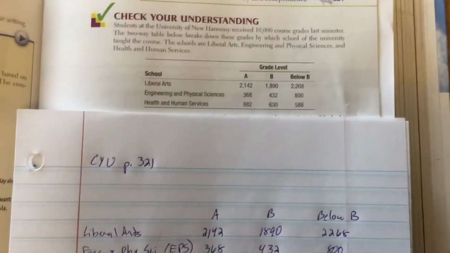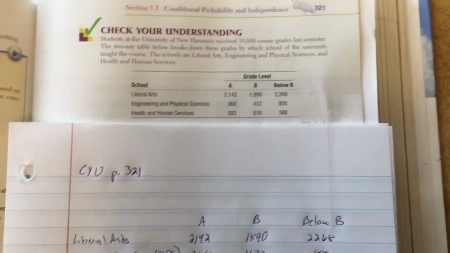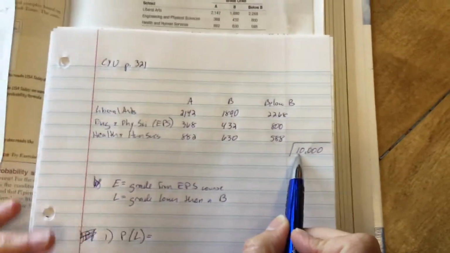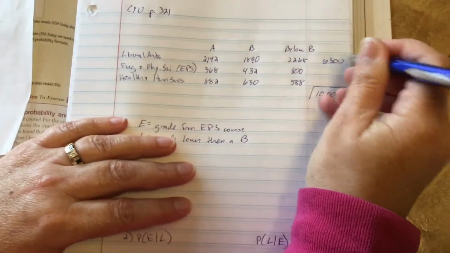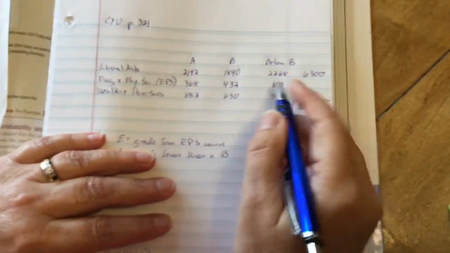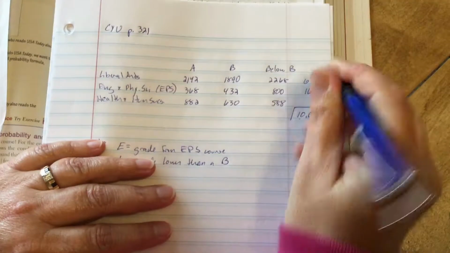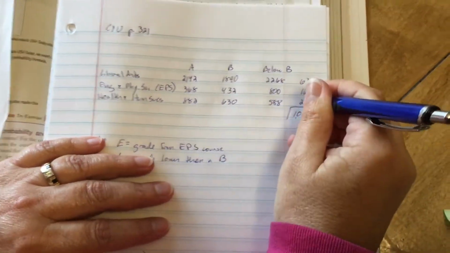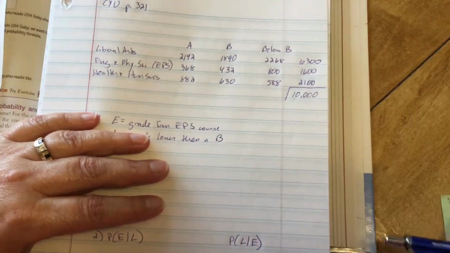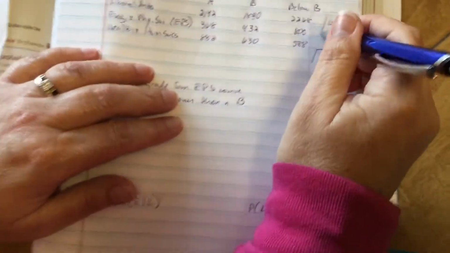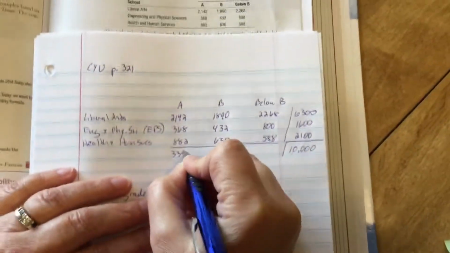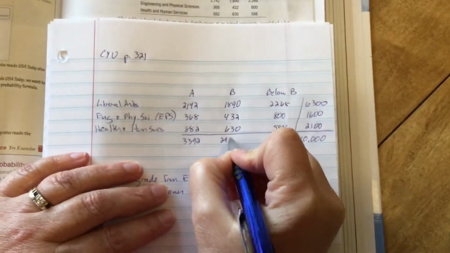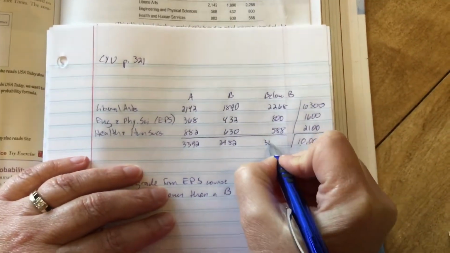First thing I did was copy the table because I need my totals. I was told there were 10,000 grades, so I have that as a point of reference. Add those across, and what did I get? 6,300. Add those across, I get 1,600, and those across, I get 2,100, which adds up to 10,000. Do my columns. You can always check my work, make sure I'm right.